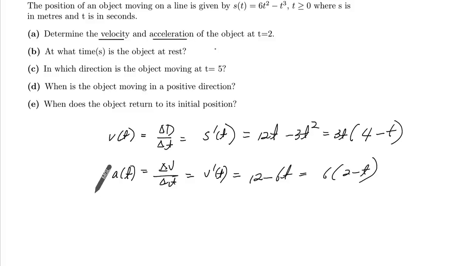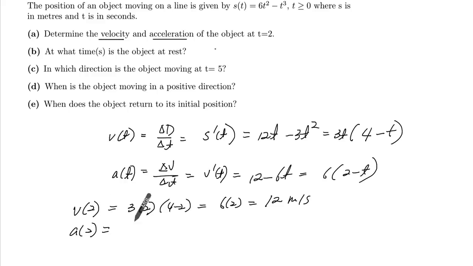Now, the velocity at 2 seconds is going to be 3 times 2 times 4 minus 2. So it's 6 times 2, so you get 12 meters per second. Acceleration at 2 seconds is going to be 6 times 2 minus 2. So you actually get 0. So there's no acceleration. And that's meters per second squared. Okay, this is the answer to part A.